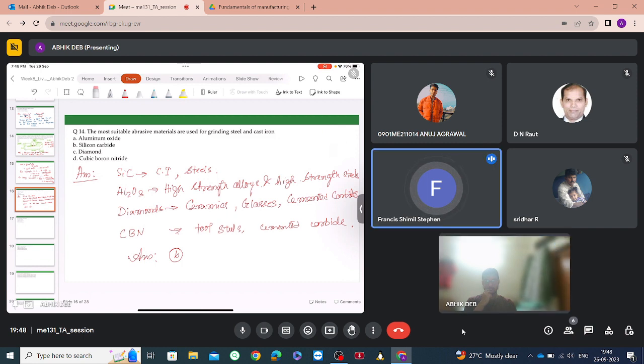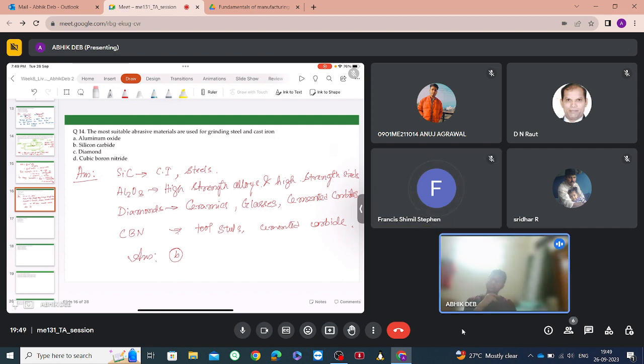But tool steel will actually be brittle, isn't it? The tool steel will break suddenly. Yeah, tool steels are generally hard and brittle. So can we say that for brittle materials CBN can be used, but for steel and cast iron, which are also brittle, we are using silicon carbide? Is it due to the cost of machining or anything?